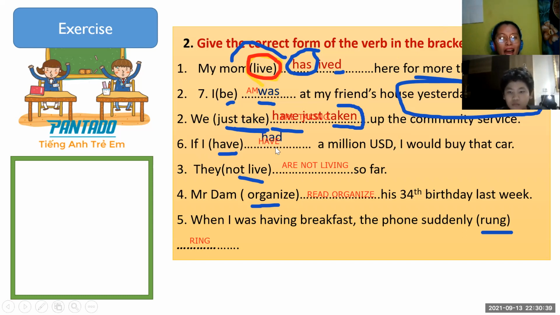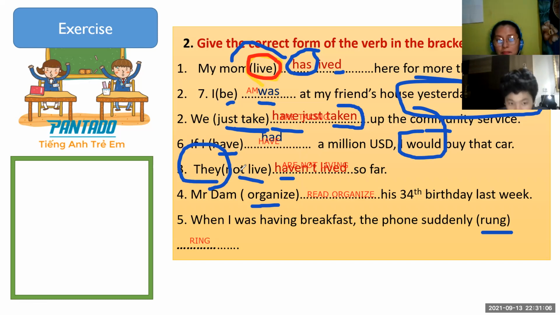If I had $1 million, it is had because the word would is also in the simple past. And then number three, they haven't lived so far. Have, because it's they. It means plural. It means many. So they haven't, because there's not. Live, you will just write d. Okay, do you understand that? There's the word d.